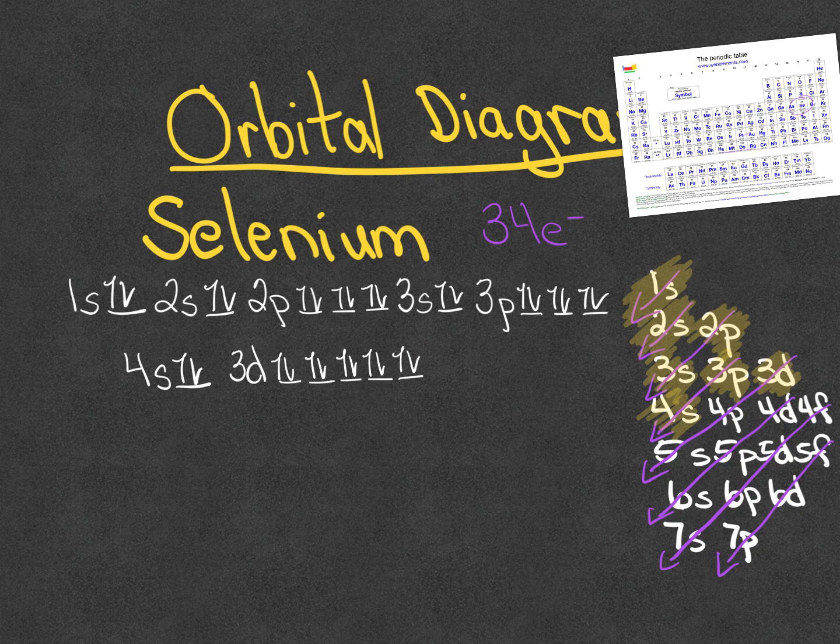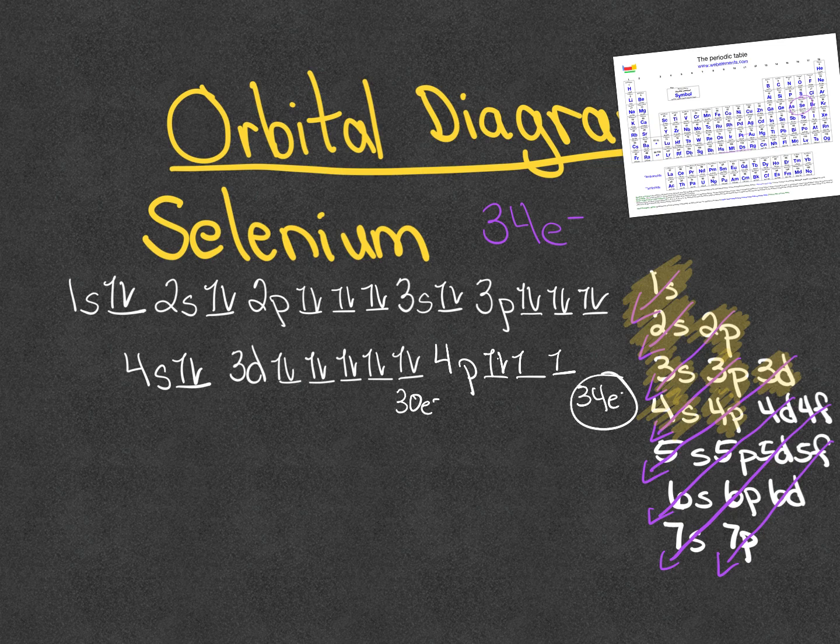And then after 3d, I go to 4p. 4p has 3 orbitals. And this is where I need to slow down a little bit. So I had 20. Up here is 30 because 3d added 10 more. So I'm at 30 electrons. I need 4 more. So you put them in one orbital at a time. 1, 2, 3, and then 4. So now I have 34 electrons, and I am done.